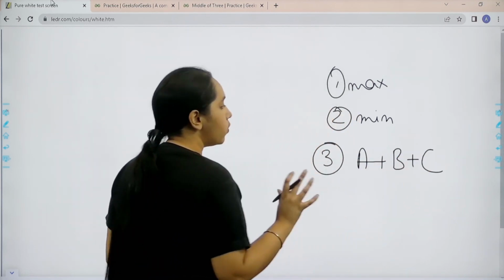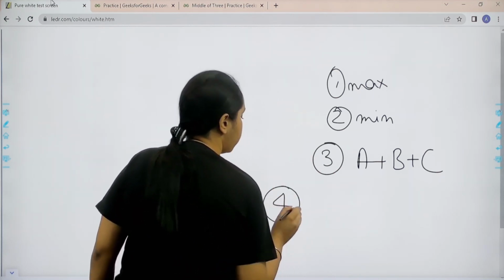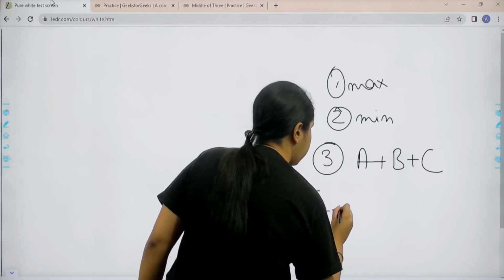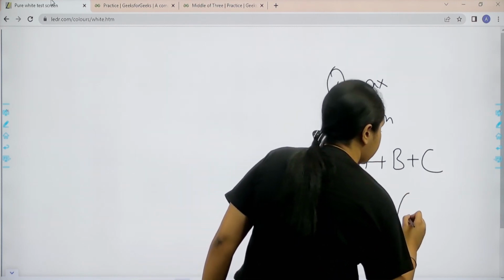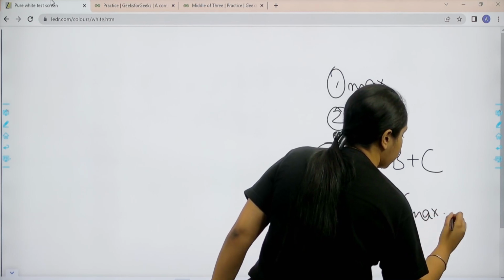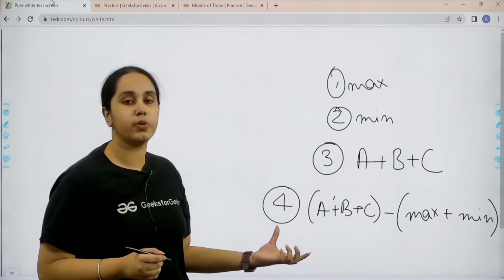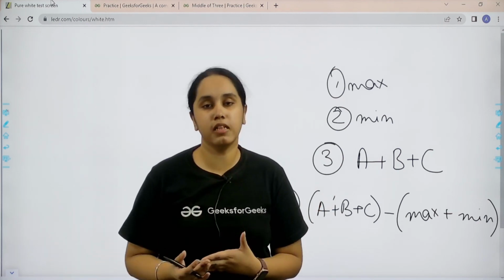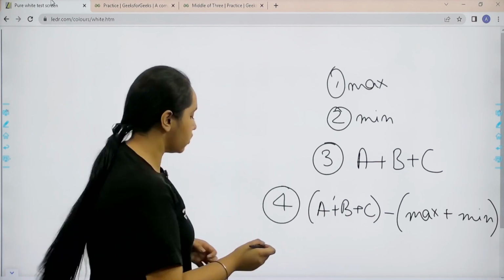Then what you need to do is apply this formula, and that formula is A plus B plus C minus (max plus min). Okay, when you apply this formula you can directly print out the middle value. I hope the steps are clear to you. Now let's solve the question.